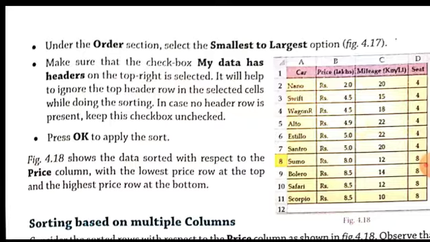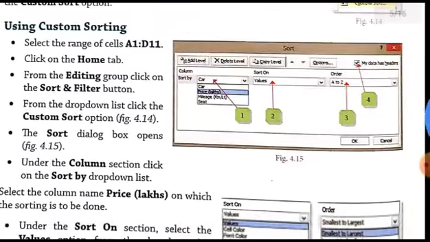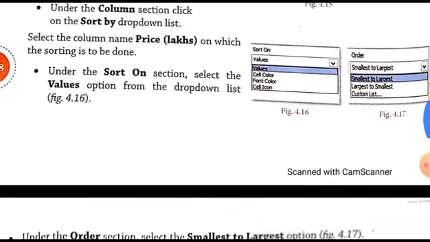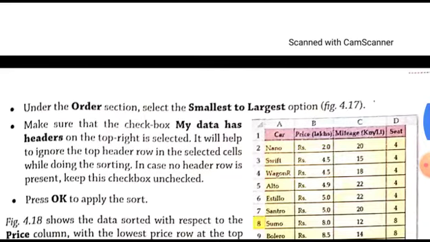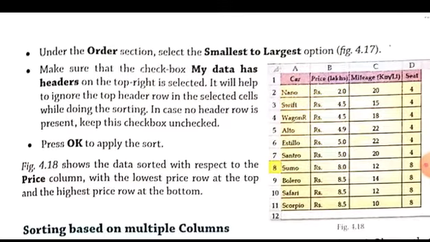After you have specified all the values in all the sections, we have to press OK to apply the sort. After we have specified all the options in the different sections, we click on OK in the sort dialog box. As soon as you click OK, you can see in figure 4.18 what has happened. The data has now been sorted with respect to the price column.